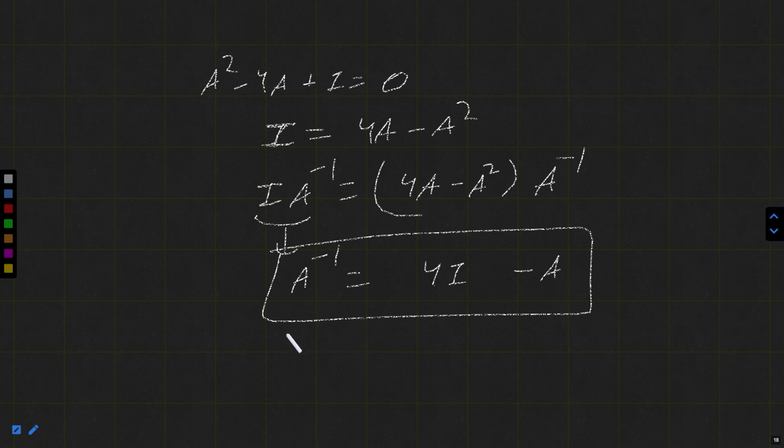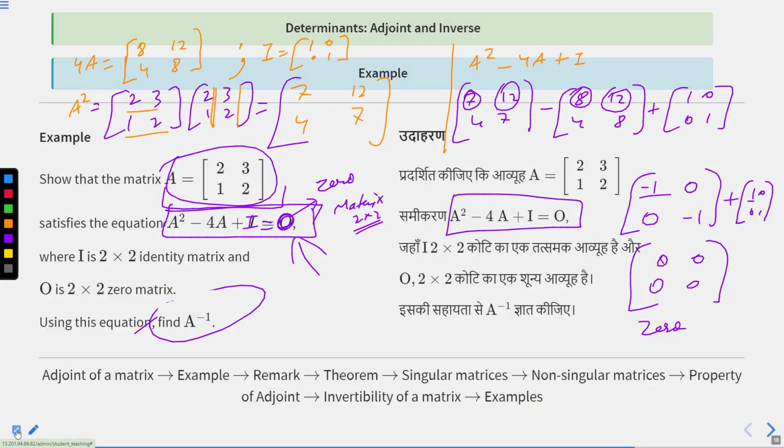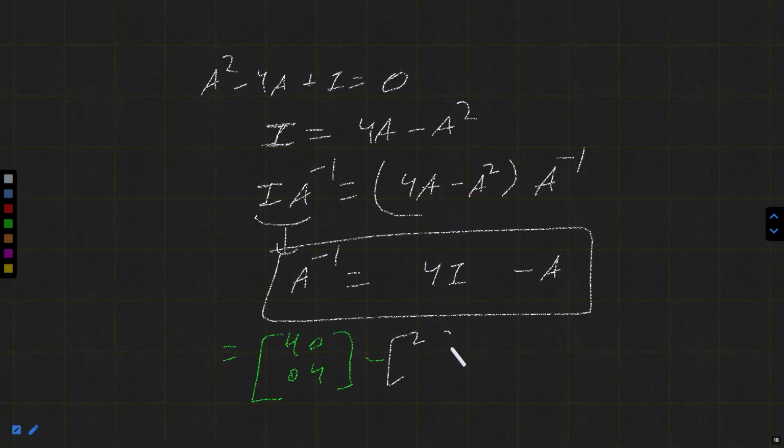Let me evaluate it quickly. So A inverse is nothing but 4I minus A, which means 4 0 0 4 minus A. We already know A is 2 3 1 2. Now your A inverse will be 4 minus 2, minus 3, minus 1, and 4 minus 2. This will be your A inverse.